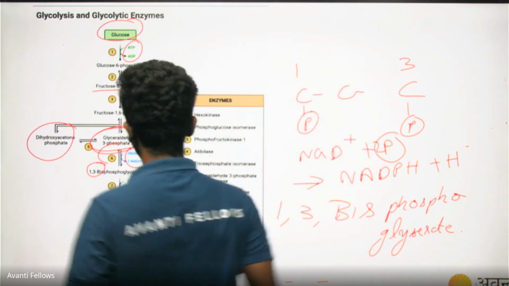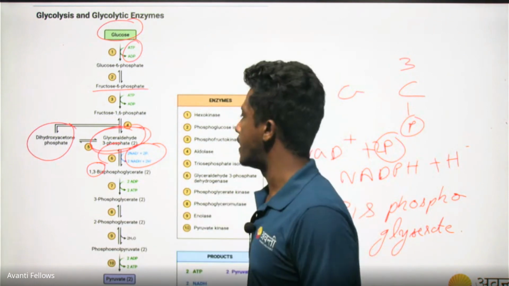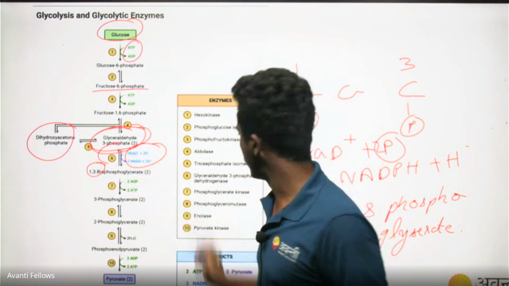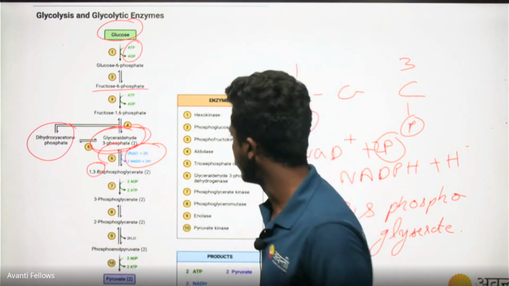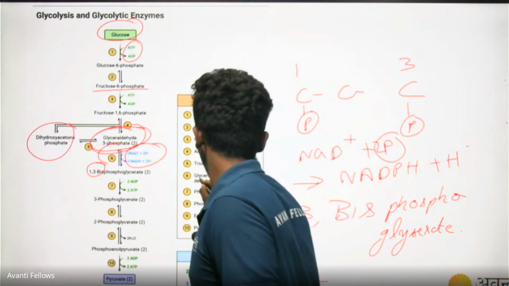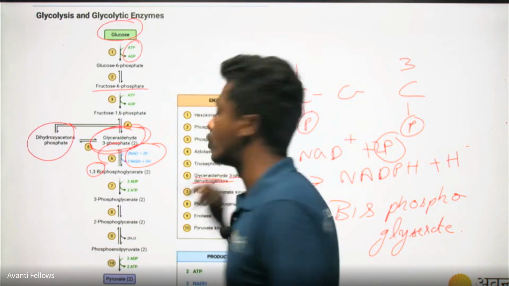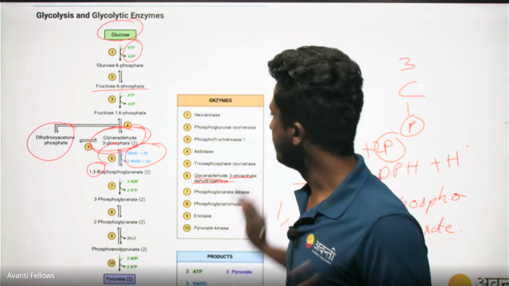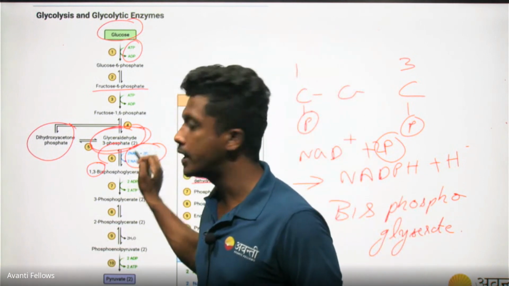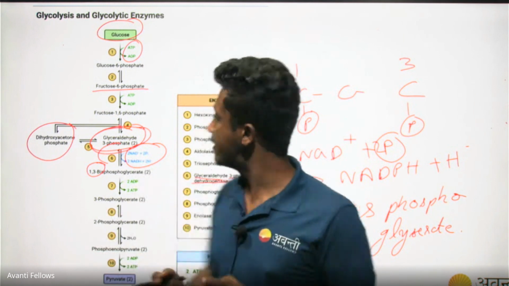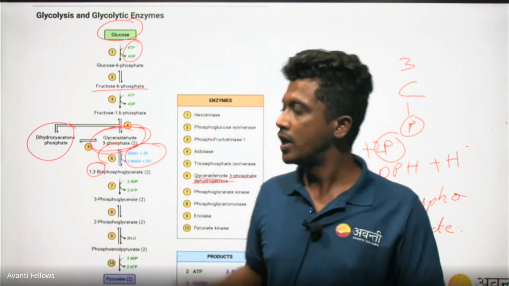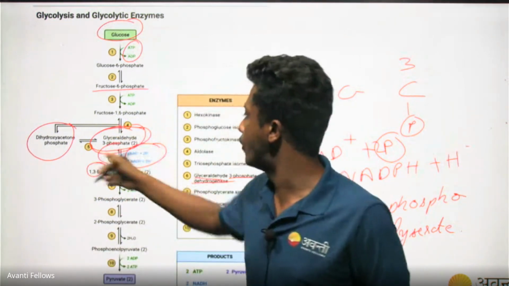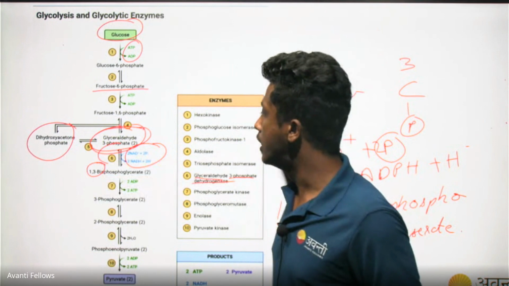1,3 bisphosphoglycerate. And again, it is an enzymatic process. Conversion of glyceraldehyde 3 phosphate into 1,3 bisphosphoglycerate happens through an enzymatic process. Which is our enzyme? It is called glyceraldehyde 3 phosphate dehydrogenase. A reduction process happens, that's why we have dehydrogenase. Clear? So where is NAD plus invested? NAD plus is invested to convert glyceraldehyde 3 phosphate into 1,3 bisphosphoglycerate.